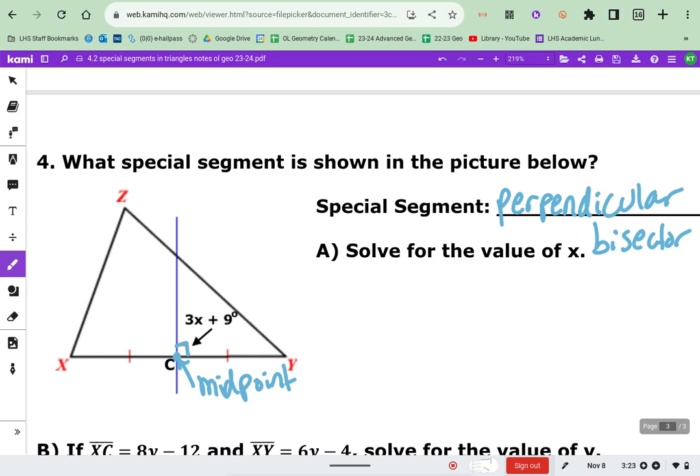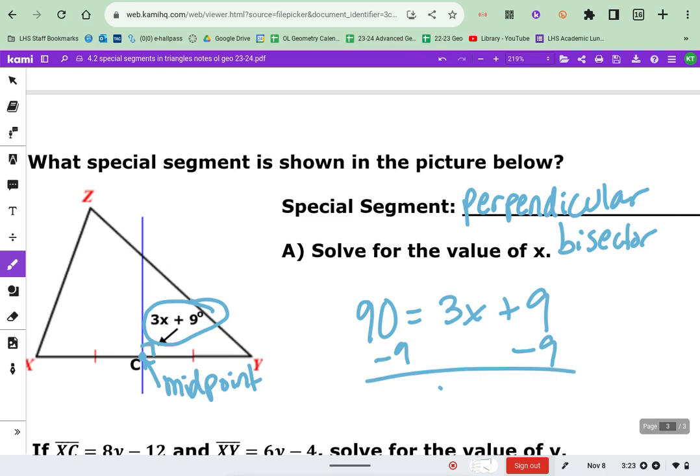Okay, so 90 equals 3x plus 9, because perpendicular bisectors make right angles, and it's pointing to the angle. That's what the 3x plus 9 is for. So 90 degrees equals 3x plus 9. Subtract 9 from both sides. We get 81 equals 3 times x. Divide by 3 on both sides. X is 27.